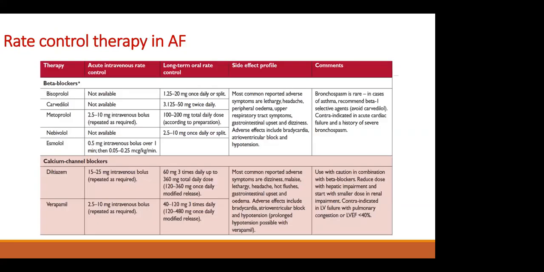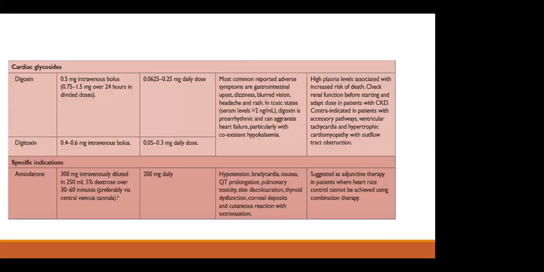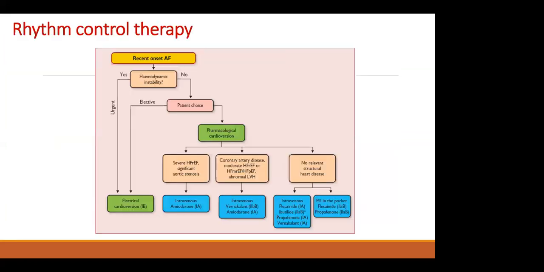In chronic cases, if the patient has chronic heart failure, there is no need for acute control. You may start oral agents like beta blockers, bisoprolol, carvedilol, and we know the recommended doses for beta blockers, calcium channel blockers, and also digoxin. Amiodarone can also be used for rate control.